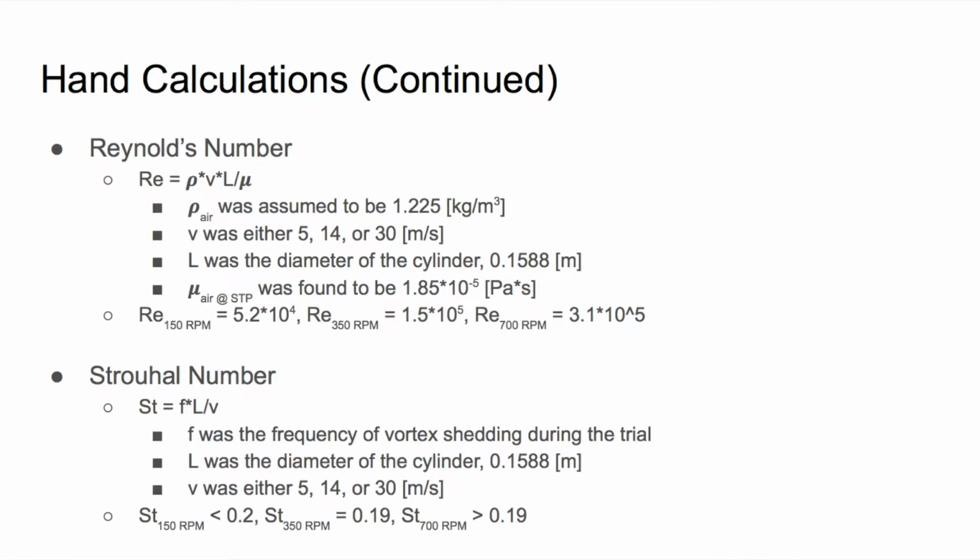In order to calculate Reynolds number, our group used the equation that you can see on screen. And using these assumptions for the density of air, the velocities at 150, 350, and 700 RPM respectively, the diameter of the cylinder, and the mu value for air at STP, we calculated these Reynolds number values. And in order to calculate the Strouhal number, using the equation that you can see on screen, frequency was counted in the video by watching in slow motion, so our results may be skewed due to that. And using the same length and velocity numbers, we were able to calculate these Strouhal numbers.